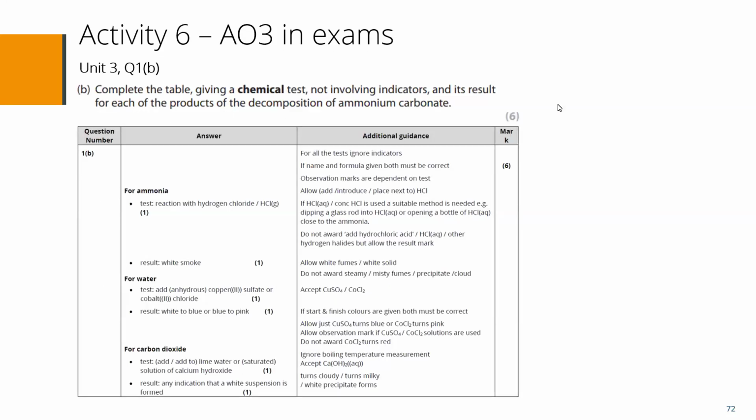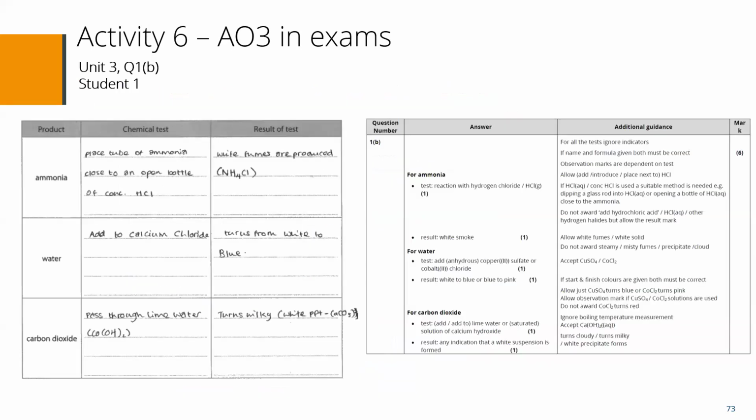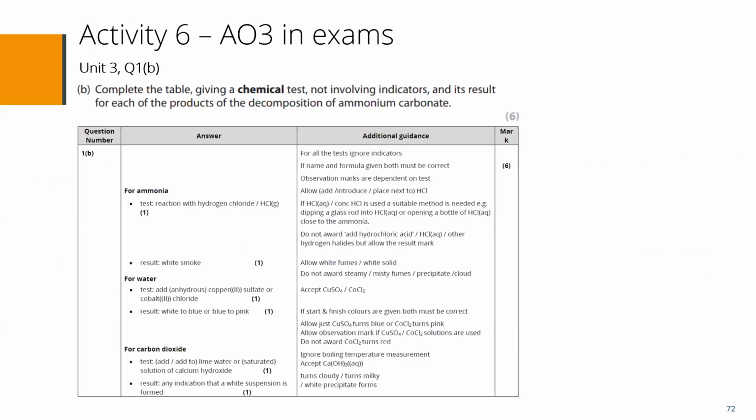Okay, here's the other question. Complete the table. You'll see what the table is on the next slide. Complete the table for a chemical test, not involving indicators, and the result of each product. The products are ammonia, water, carbon dioxide. The test for ammonia is test with hydrogen chloride.